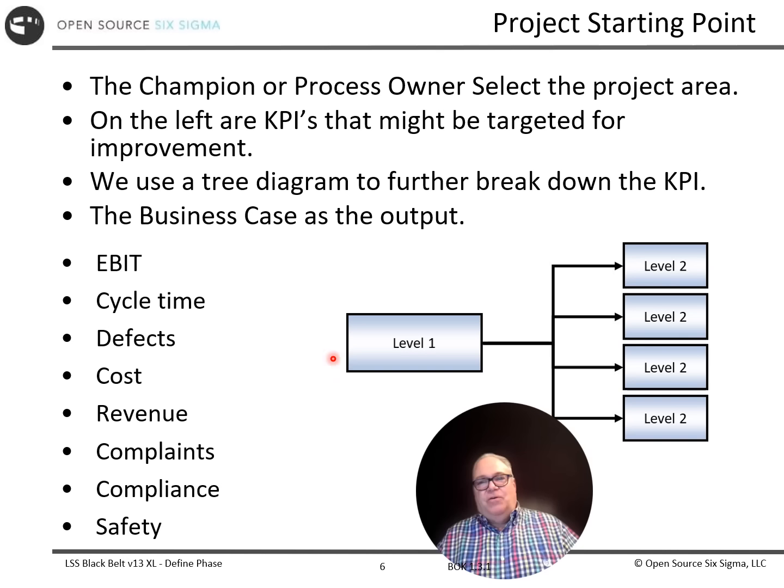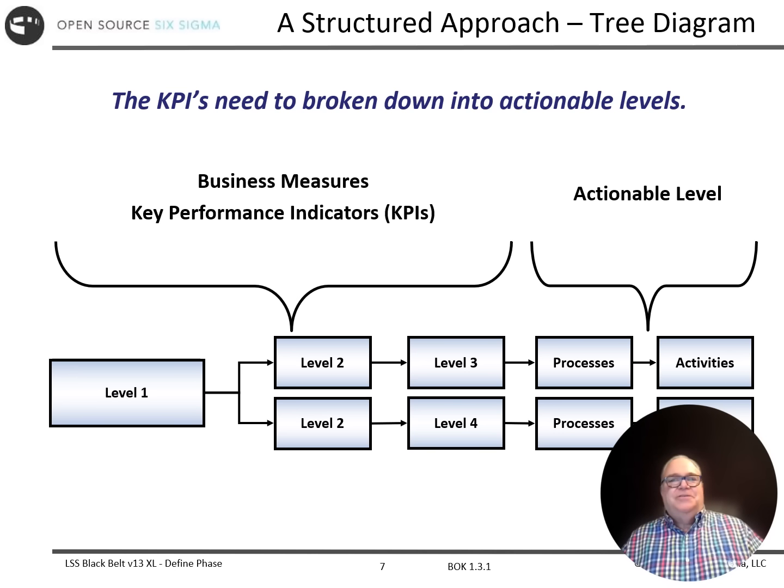So that would be at the first level. Then we're going to break those down into smaller chunks so that we have a manageable project that we can work on quickly and execute and get some results. You'll see throughout the course, we'll talk about breaking things down into an actionable level. In the analyze phase, we'll talk about root cause analysis, and we're not really done until the root cause is at a level where we can do something with it.